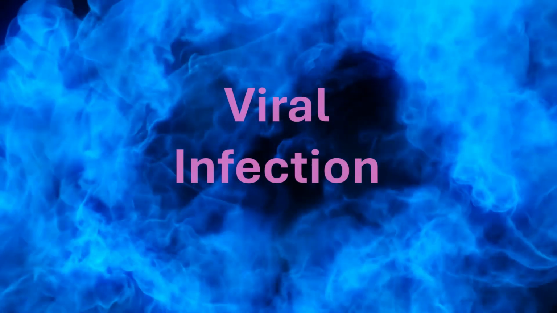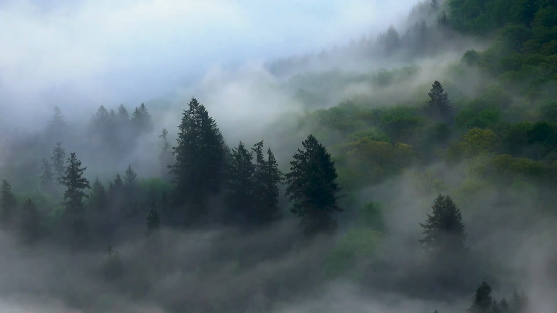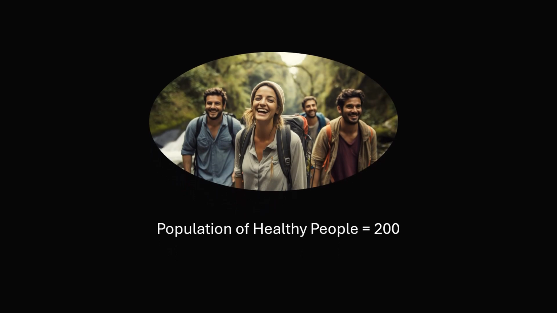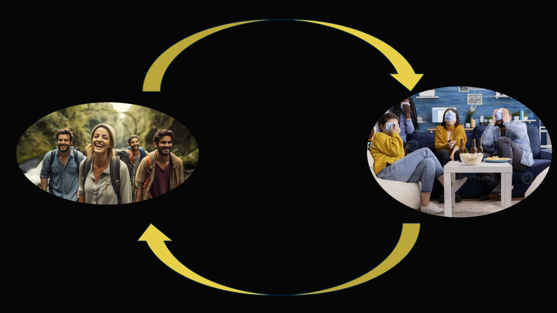Imagine that you are part of a community of 200 people. One day, there is a spread of virus in that community. Now let us assume that the rate of infection per day is 15%. Which means that every day 15% of the people get infected with virus.